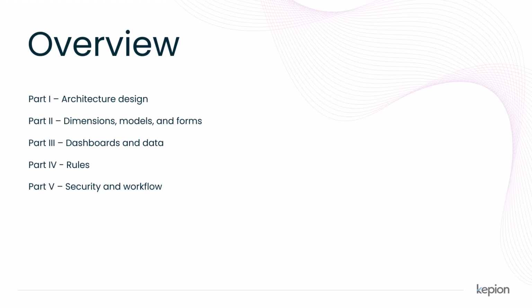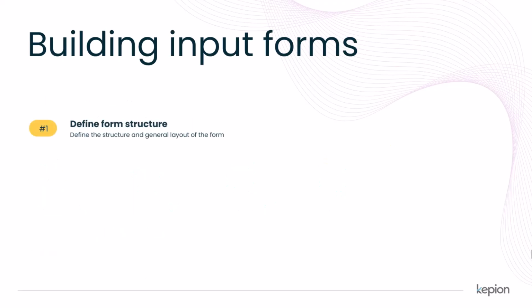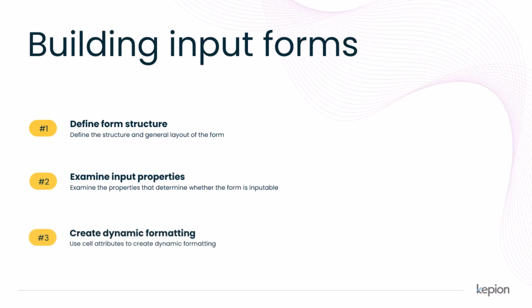In this session, we'll learn how to create input forms. We'll use the base assumptions form as our primary example. First, we'll put together the general layout and structure of our form. Then we'll examine the properties that determine whether a form is inputable. And lastly, we'll see how to create dynamic formatting through the powerful cell attributes feature.